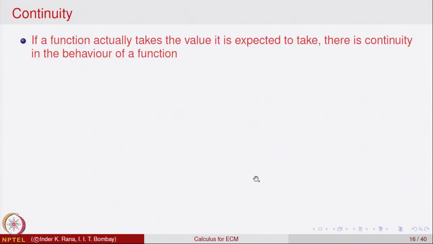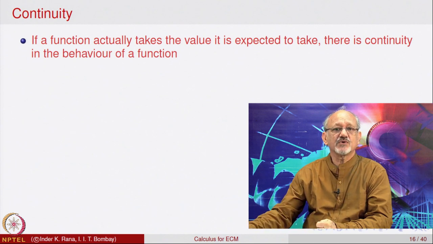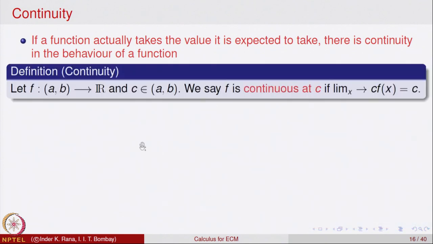So, once we have understood the concept of limit of a function at a point, recall what the concept of limit was. Limit was the value that the function is expected to take by looking at its properties at nearby points. So, if a function actually takes the value it is expected to take, then we will say there is a continuity in the behavior of the function. So, this motivates our next concept. We define what is called continuity.